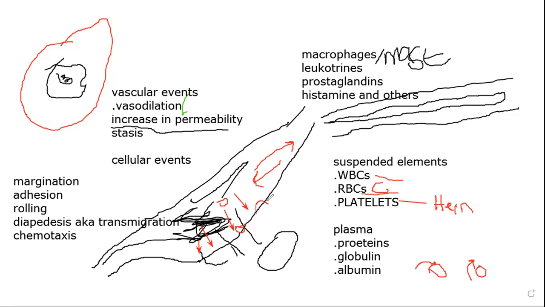Remember, the endothelium is simple squamous epithelium lining the blood vessel. So between these two cells, it will come here and squeeze through. That is called transmigration or diapedesis. Diapedesis is the movement of cells from the vasculature, from the blood vessel, into the interstitial space. That's all.